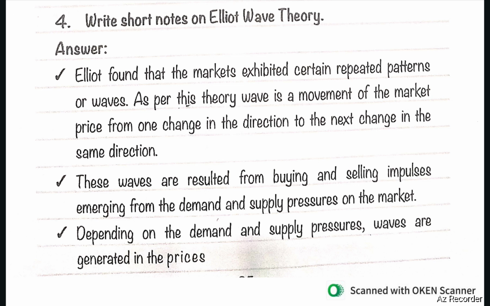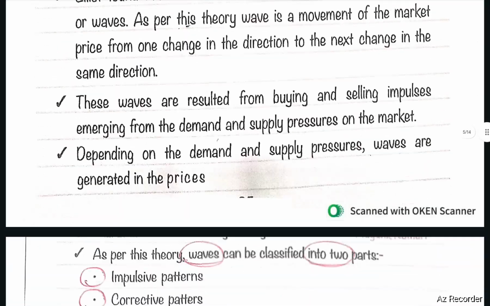As per this theory, a wave is a movement of the market price from one change in direction to the next change in the same direction. These waves result from buying and selling impulses emerging from the demand and supply pressures on the market. Depending upon the demand and supply pressures, waves are generated in the prices.